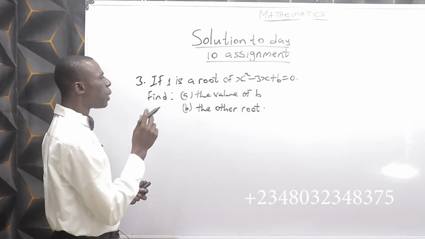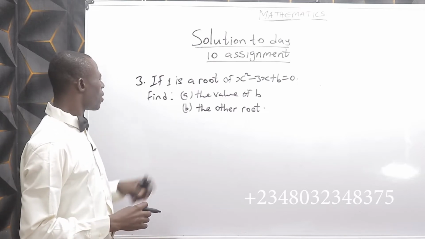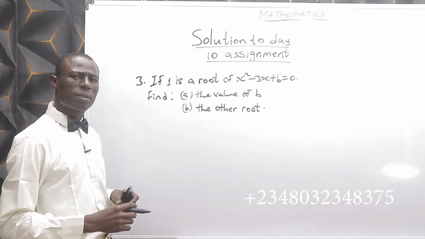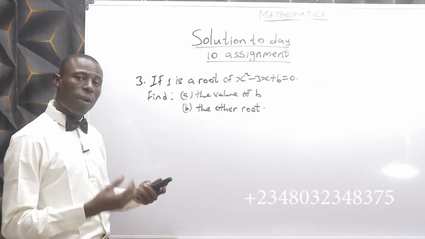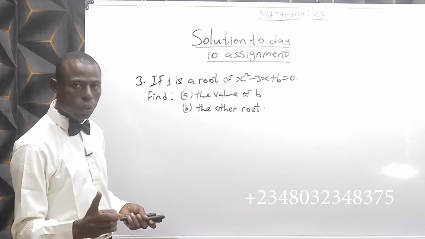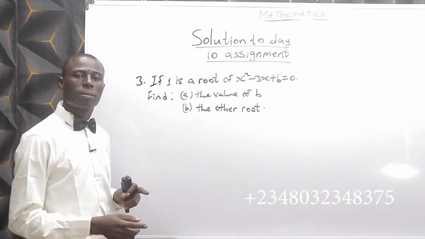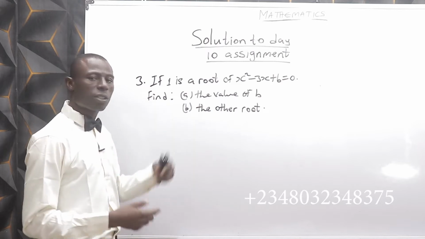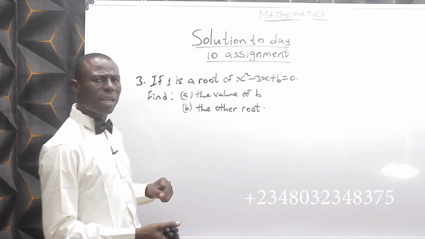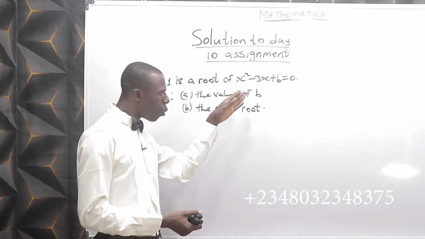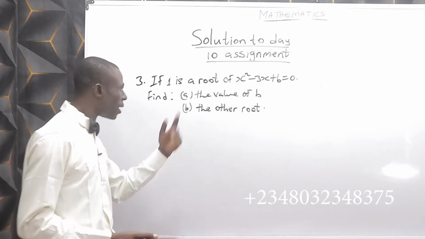Here is question 3 in the assignment. If 1 is a root of x squared minus 3x plus b equals 0, find a, the value of b, b, the other root. You know we have two roots to every quadratic equation. And one of the two roots has been given to us here to be 1. We are to find the other root. Then there is an omission in the equation. There is something that is not known perfectly in the equation. The value of b is not known. We have to find the value as well.